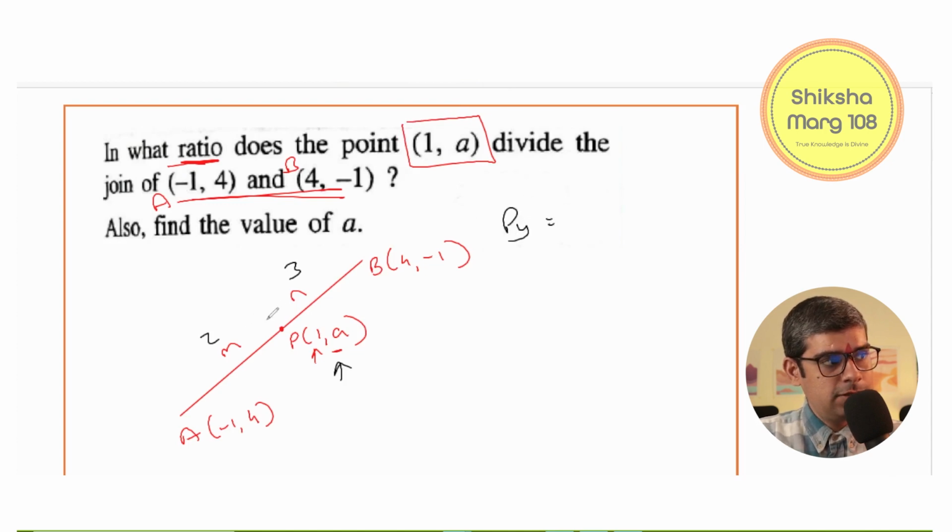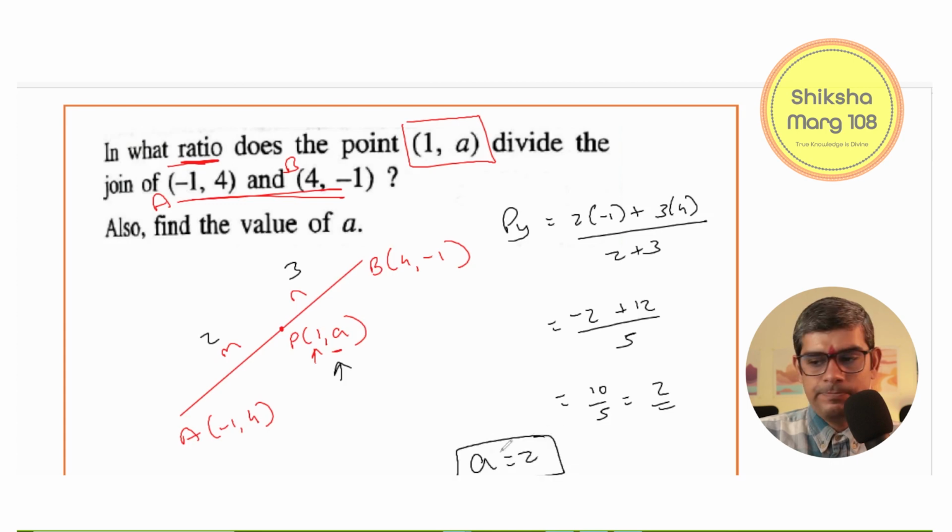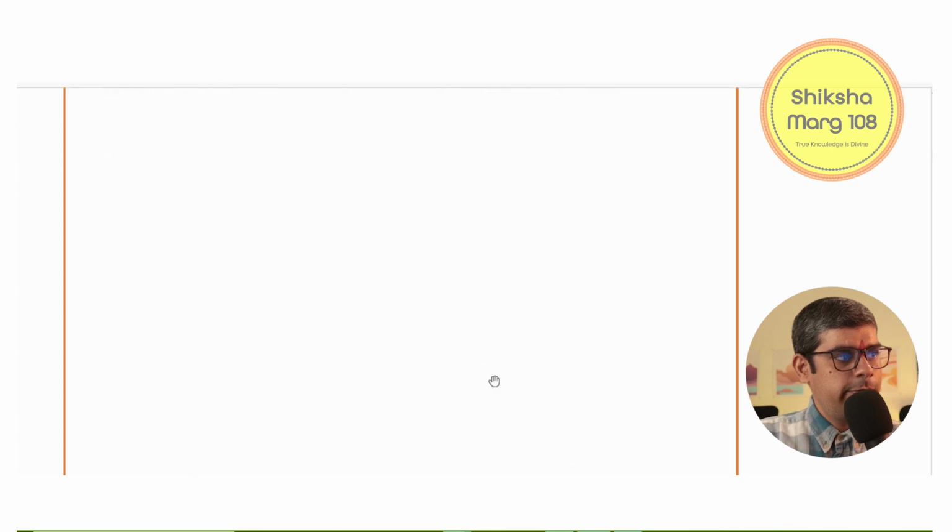So now since we know the ratio, we're going to be using the values 2 times -1 plus 3 times 4, the whole upon 2 plus 3. That's going to be -2 plus 3 times 4 is 12, the whole over 5. That's going to be 12 minus 2 is 10, of course, over 5. That's going to be 2. So the value of a happens to be 2. I hope that's making sense to you. Pretty straightforward. Let's go to the next question real quickly.